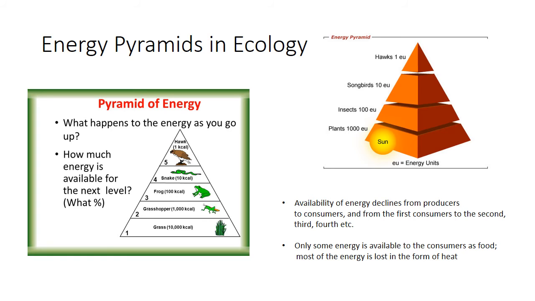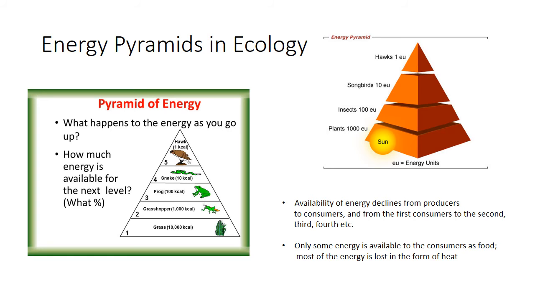Then, going up this pyramid, songbirds eat insects, right? That's a sad law of life. Insects are there to be eaten by small birds, songbirds. And while plants got 1,000 units of energy, insects got only 100, and surprise, surprise, songbirds got 10 units of energy, 10 energy units. You know, where are the rest again? Where are the 90 energy units from the eaten insects? They lost, again, lost in the form of heat.